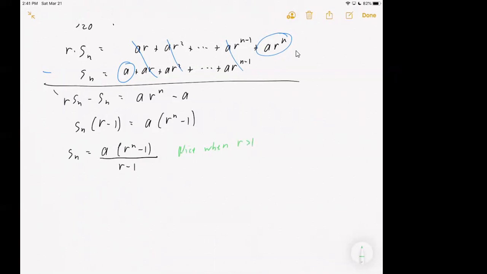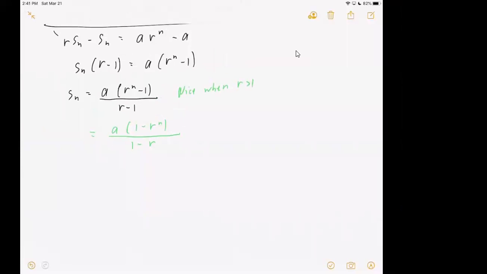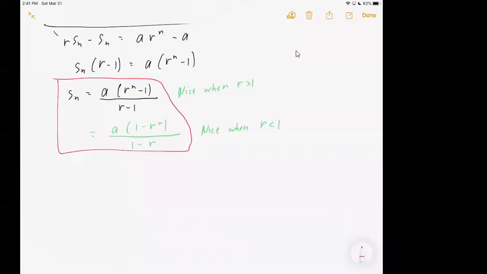Okay, but there's another version that's not in the book that I like to write if r is less than 1. So I just rewrite it as 1 minus r to the n, so that's the negative of the numerator, over 1 minus r, so it's the negative of the denominator, and the double negatives means that it's equivalent. So this is nice when r is less than 1. Okay, so you can use either version of it, whatever one is most useful for finding a partial sum.